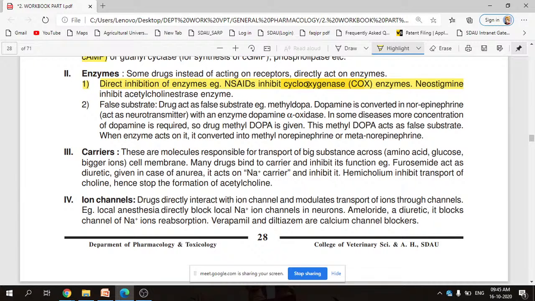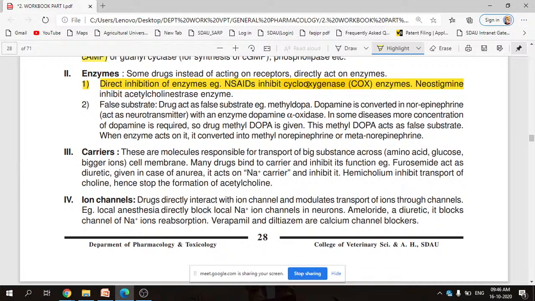Now this cyclooxygenase inhibition will reduce the synthesis of inflammatory mediators, so it will produce the anti-inflammatory activity. Are you clear? Enzyme inhibition, the best example is non-steroidal anti-inflammatory drugs such as paracetamol. This paracetamol causes inhibition of the enzyme cyclooxygenase, which is involved in the production of inflammatory mediators. If this enzyme is inhibited, then there is no production of inflammatory mediators, and then there will be no question of any inflammation, fever, or pain.